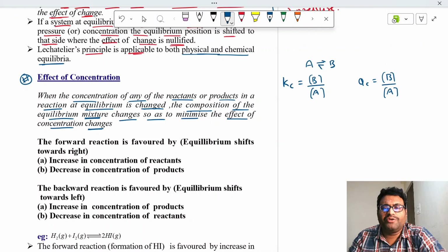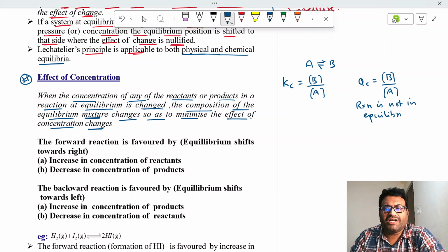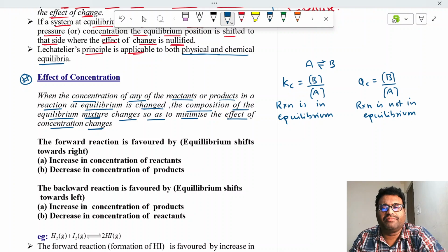So when do you write Qc? When the reaction is not in equilibrium. And when do you write Kc? When the reversible reaction is in equilibrium. When the reaction is in equilibrium, you write Kc. So now, first it is in equilibrium.